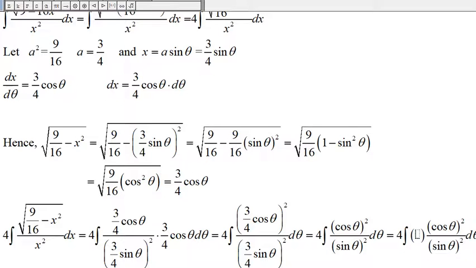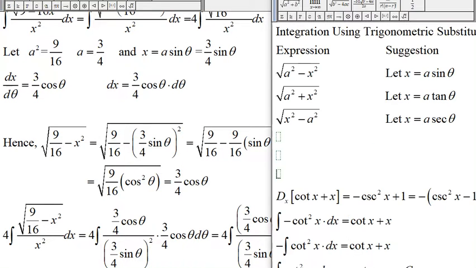So this becomes cotangent squared. And now let's go find the integral of cotangent squared.